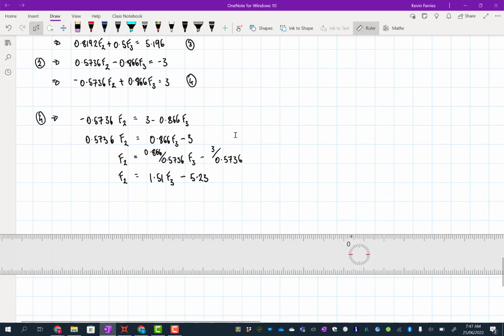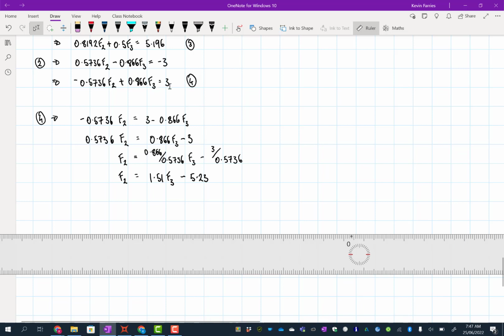So I've got to the point where we've got F2 in terms of F3. So we've got F2 on its own on one side, and then we've got it in terms of F3 on the other side. Because we've got a constant, we can't simplify that any further. So that's us done. And so we figured that out from 4.